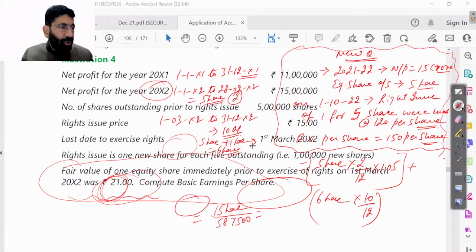I got stuck in this question because I thought it was talking about financial year, but actually it is talking about calendar year. Exactly 2 months, how is it taken? Ex-right price 145. Very good. I think this is clear now.